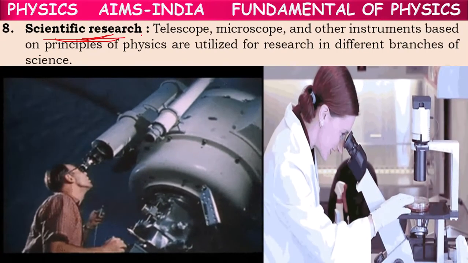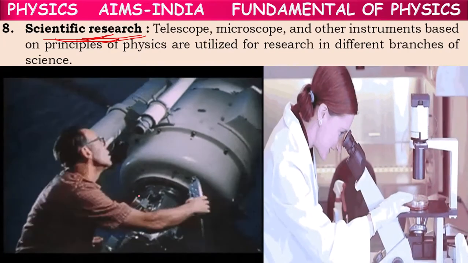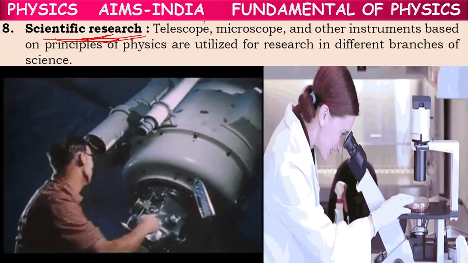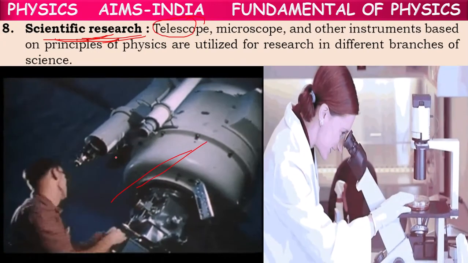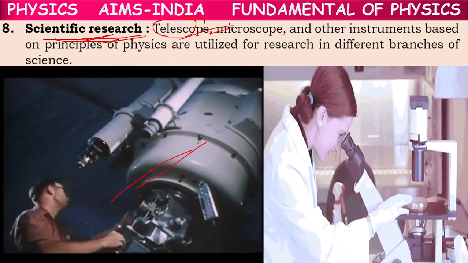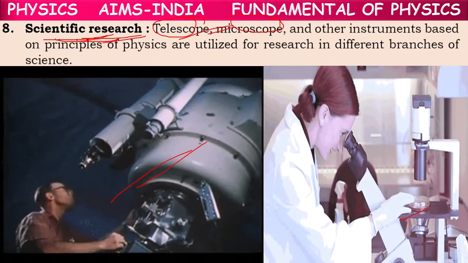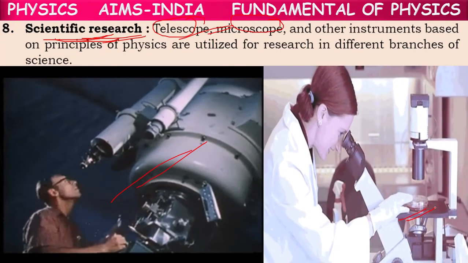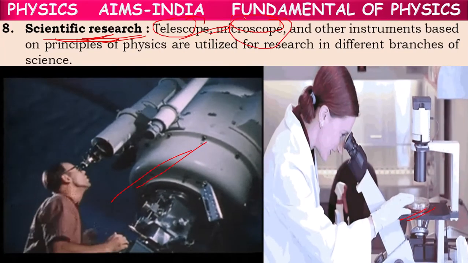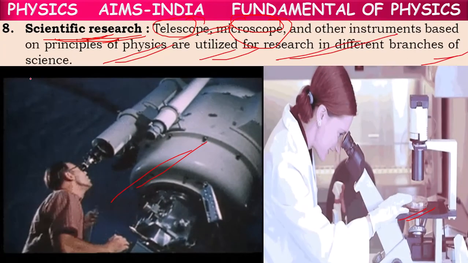So not only for that, even for scientific research, what is there in the sky, what is there behind the sun, or how many kinds of planets are there like earth in our universe, all this we can search with the help of telescopes. With the help of telescopes, we can observe crores of miles or kilometers, and we can find out what is there in the universe, or we can find the secrets in the universe. Or with the help of a microscope, we can observe viruses, bacteria, or even parts of plants, what is there inside the flower, what is there inside the fruit. Means these are all developed with the principles of physics, and they are utilized for research in different branches of science.